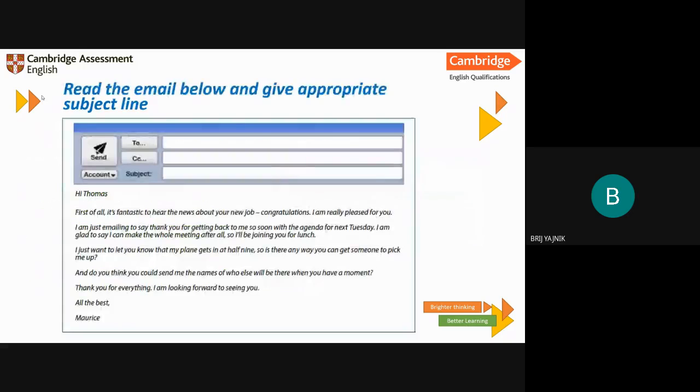And then we took up an exercise of giving a subject line to this particular email. And I think you can specifically see the purpose is lying somewhere in the third paragraph, where he's saying, I just want to let you know that my plane gets in at 9:30. So is there any way to get someone to pick me up? So picking up someone from the airport is the purpose.